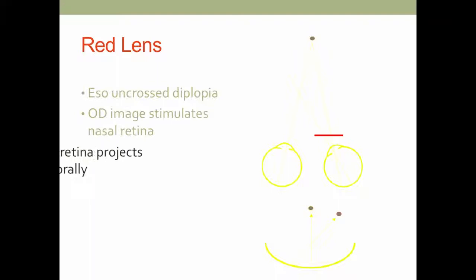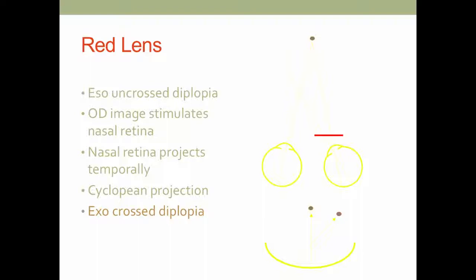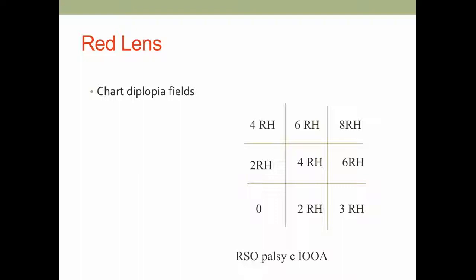In exo, we have crossed diplopia, because in the exotropic patient, it's going to hit the temporal portion of the retina and be projected nasally. This is the typical finding that you're going to have when you chart a patient who has a right superior oblique palsy, particularly if it's typical and they have some overaction of the inferior oblique.